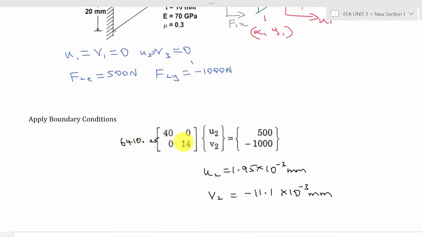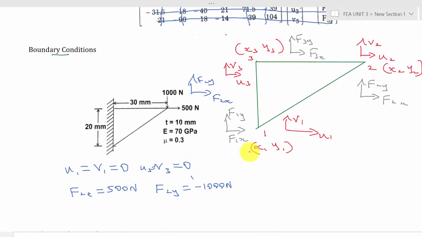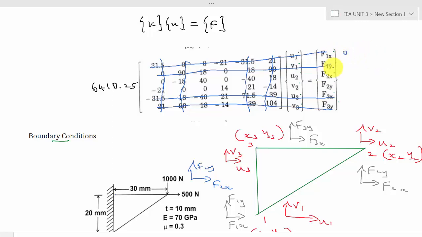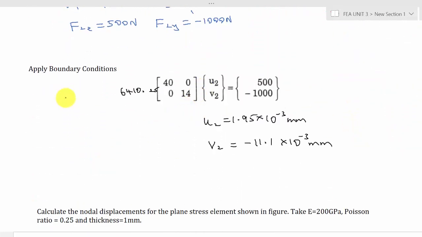So it is 6410 into the 2 cross 2 matrix with U2, V2 and 500, minus 1000, because the remaining force values are 0. So here it is 0, 0, F2x is 500 and here it is minus 1000, 0 and 0. Okay, so this is my final matrix after applying the boundary condition. So now I can solve this 2 cross 2 matrix using calculator and I can find the solution. So U2 is equal to 1.95 into 10 power minus 3 mm and V2 is equal to minus 11.1 into 10 power minus 3 mm because for V2 the load is acting in the opposite direction.